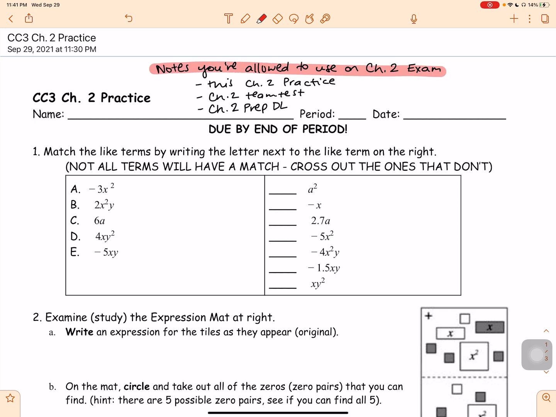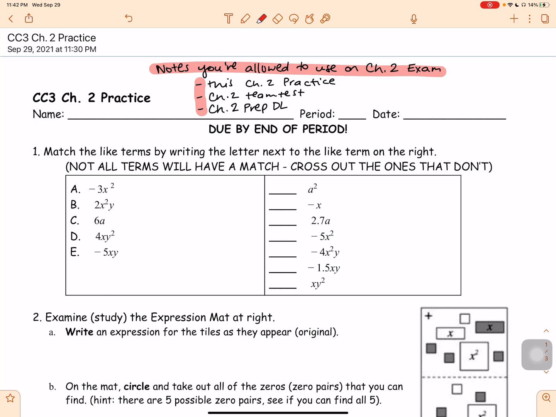Okay, so make sure that you find these. If you don't have it, maybe you were absent whenever I handed them back. Like the Chapter 2 Prep DL, it might be in the bin that's over on my TA's table by the door. So you guys could always check your period's bin to see if your work is in there.